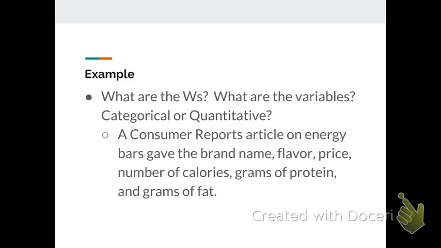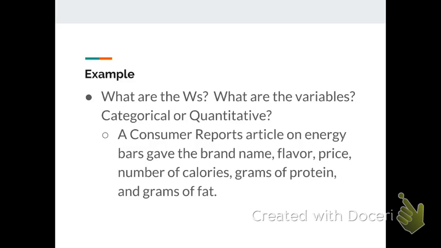Now if we go back and look at those variables again: brand name, flavor, price, calories, protein, and fat. Some of those are categorical, some of those are quantitative. Remember, categorical means they fit into some sort of a category. So in this case, that would be the brand name and the flavor. Maybe it's blueberry or strawberry. That's a flavor. And that would be a category.